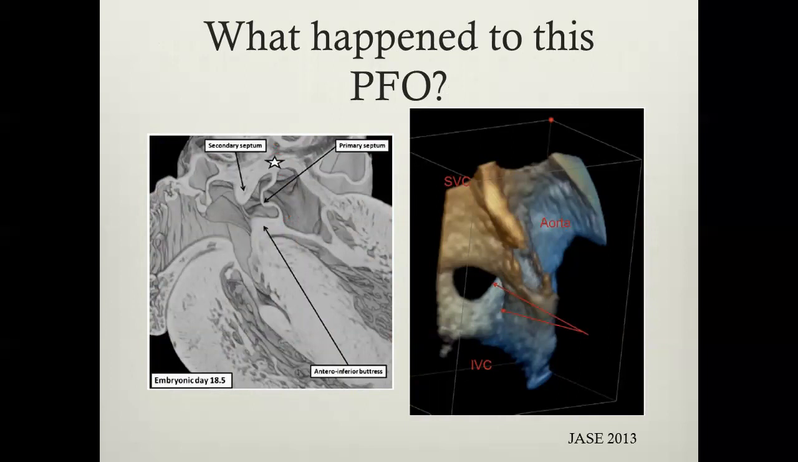So what can go wrong with this? This is not a major issue, but it's interesting when things go wrong in development, and you end up with an abnormality. This is an episcopic picture of a mouse embryo heart. I have no idea what episcopic means. We have the infolding here, in a four chamber view, of course. Infolding here. This is the primary septum. What happened?